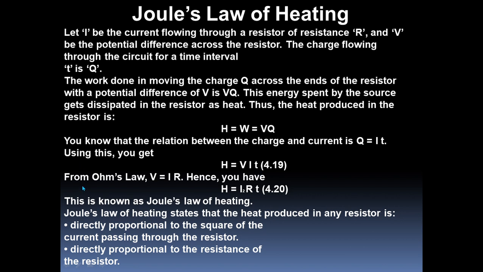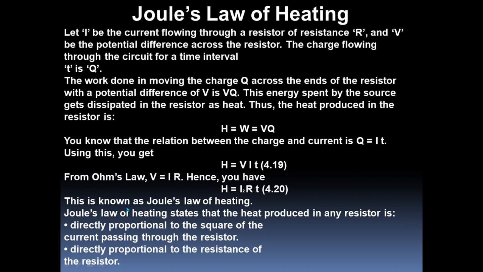From Ohm's law, what is the formula for Ohm's law? Ohm's law is nothing but V is equal to IR. Hence, just substituting the value of V through this equation 4.19, we obtain V is equal to IR, means IR into IT, which is nothing but I square RT. So, H is equal to I square RT.